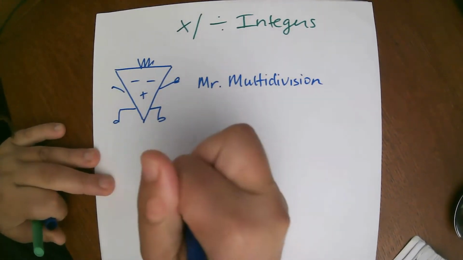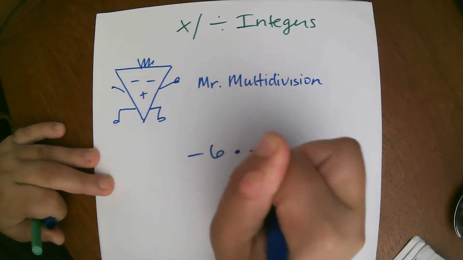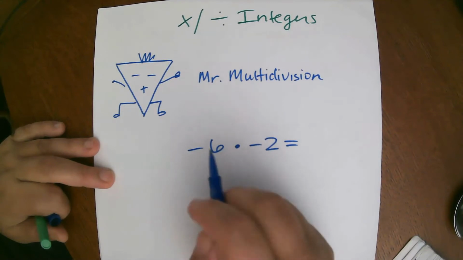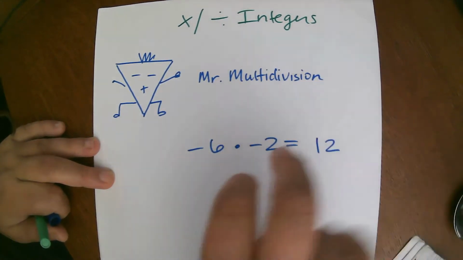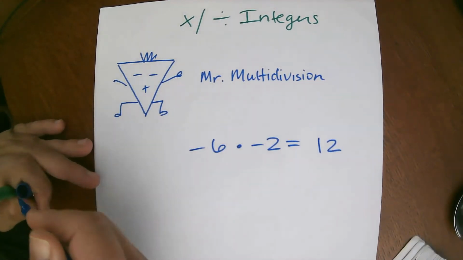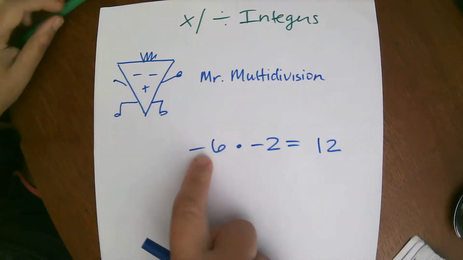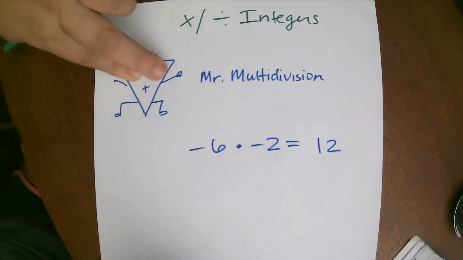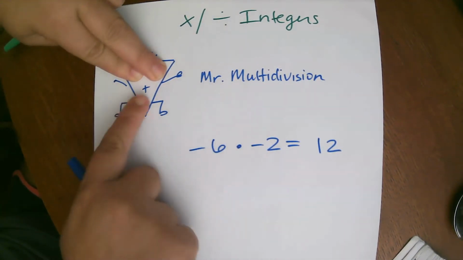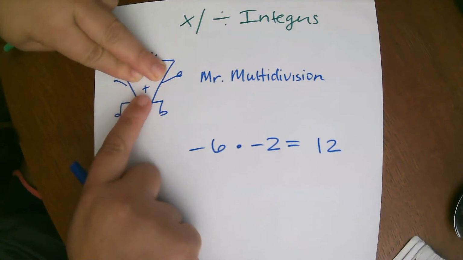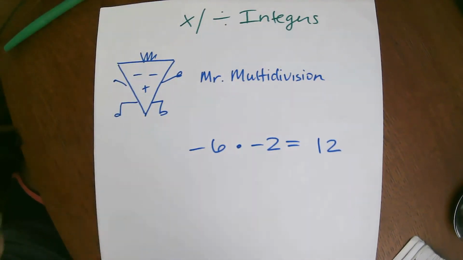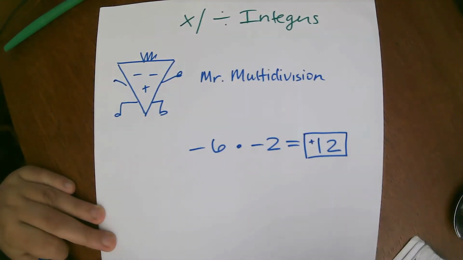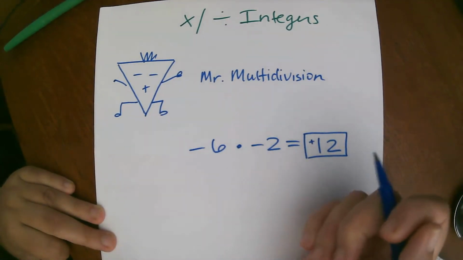All right, so we have -6 times -2. So your first step is to just multiply. Just multiply it out. Don't worry about the signs. So 6 times 2 is 12. Next, we're going to use Mr. Multidivision to help us figure out our sign. So we have a -6. We're going to put our finger over the one negative, and we have a -2, so we're going to put our finger over the other negative, and what's left over is going to be our sign. So our answer is going to be a +12. I'm just going to put a positive there for emphasis. We don't have to write it. Okay? Super easy.